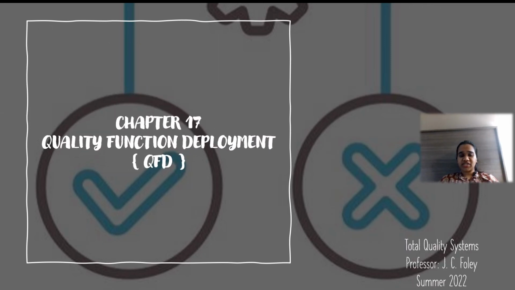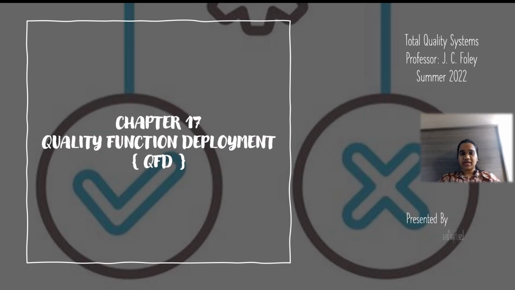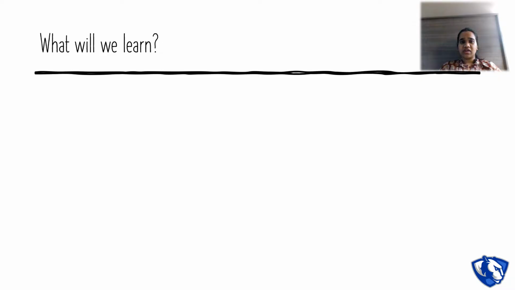Hi everyone, I'm Sri Soumya and my project partners are Prajwal and Pawan. We are here to demonstrate our project, which is quality function deployment.